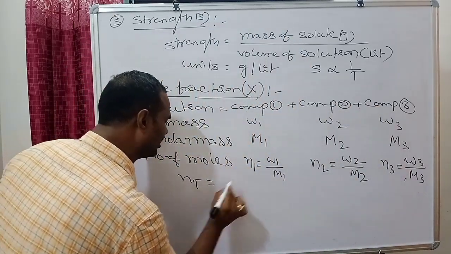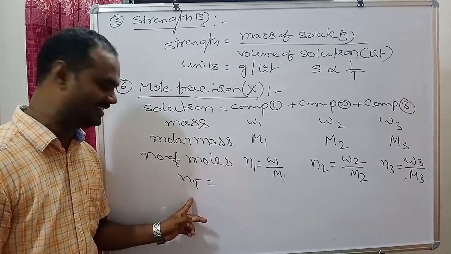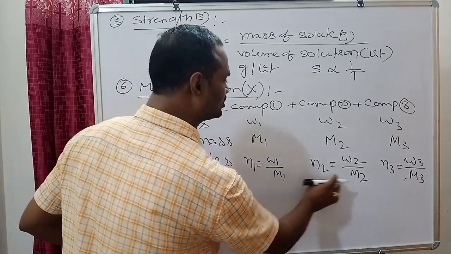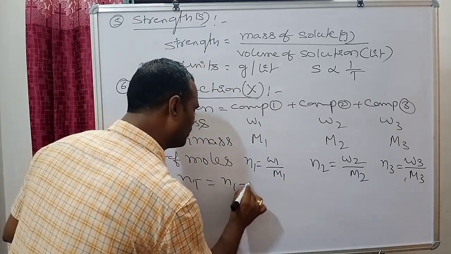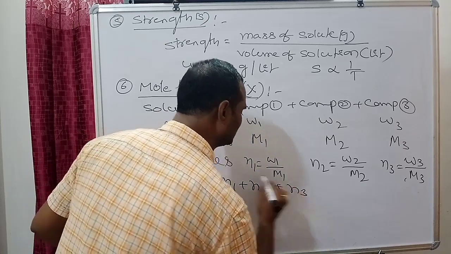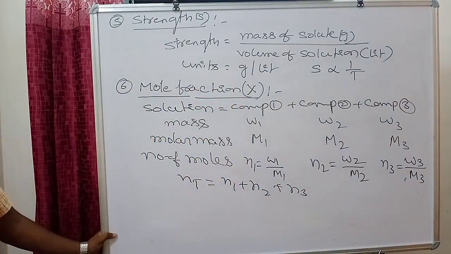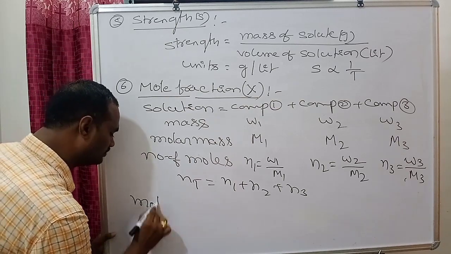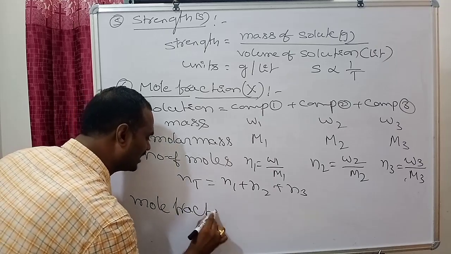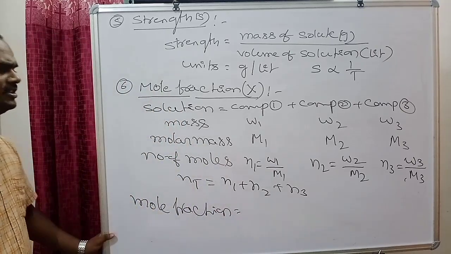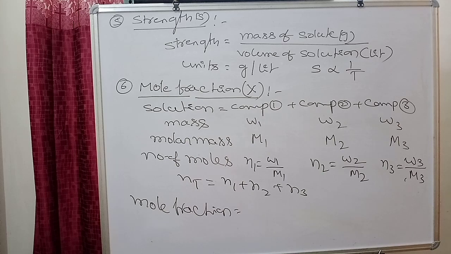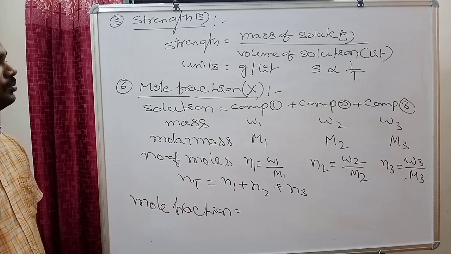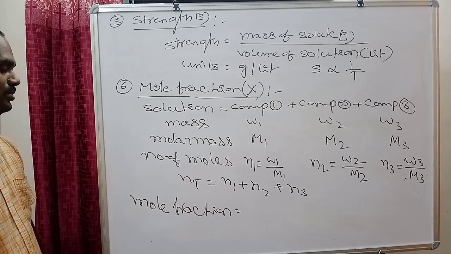Total number of moles is denoted with N suffix T. The total number of moles is equal to the sum of the moles of all components, N1 plus N2 plus N3. Now come to the mole fraction formula. What is mole fraction? It is the ratio of the number of moles of one component to the total number of moles of all components in the solution.